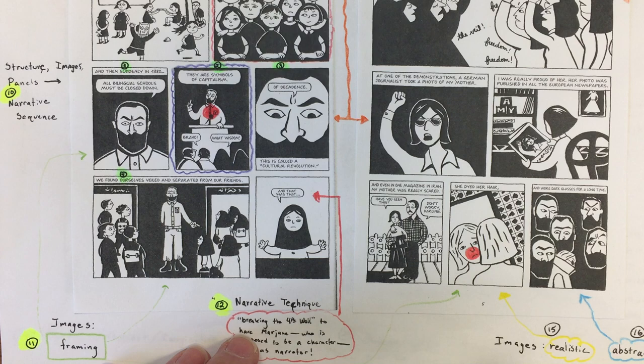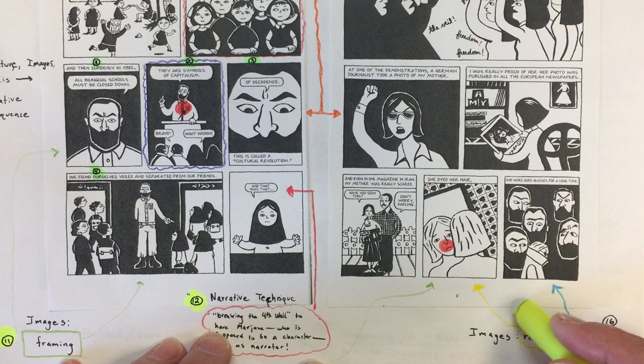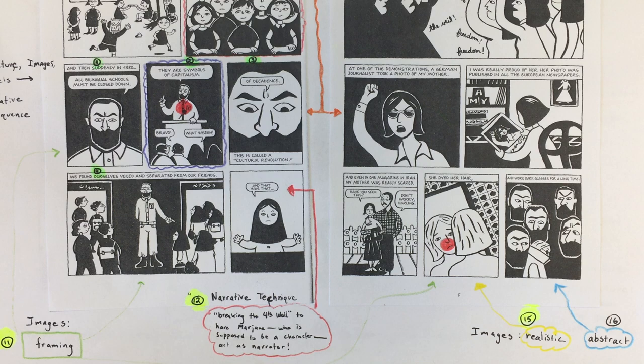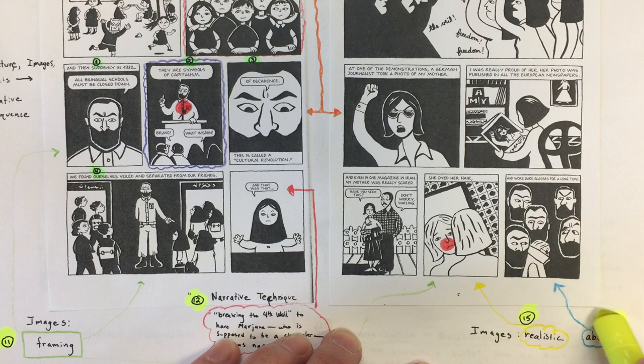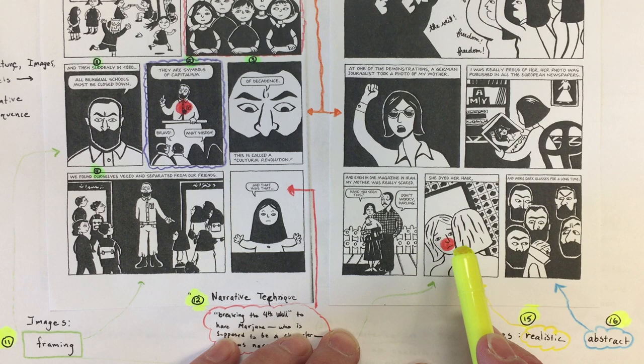So speaking about images, she frequently blends, and this is one of the most powerful, frequent authorial choices. Almost every page has what I call abstract images. So this, for example, here we have a realistic depiction of her mother looking at herself in the mirror. Did this actually happen? I don't know, it's memoir.